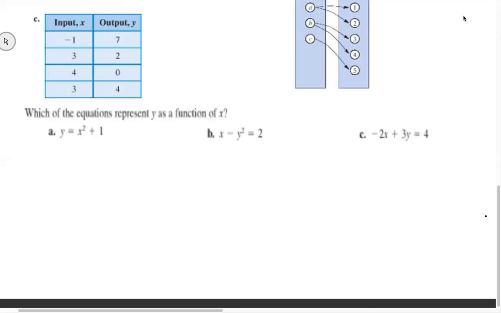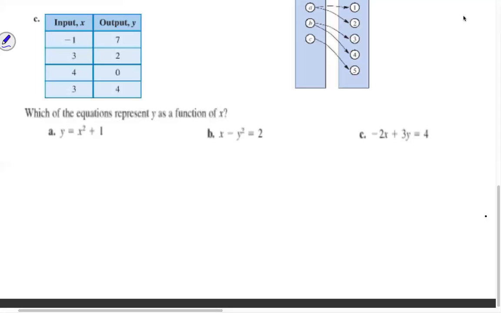This is my pencil. I put it on my screen like this, and I just drag it across. And as long as my pencil touches the graph 1 time, function. Something called the vertical line test. We're going to get into that in the next section, but it's good for today. So because this passes the vertical line test, this is a function.